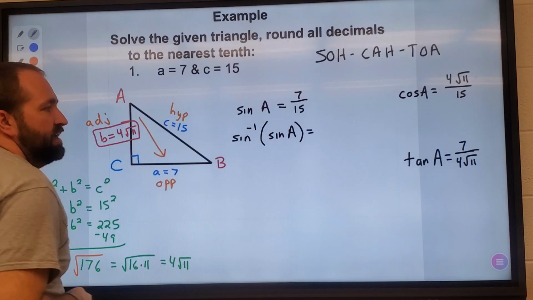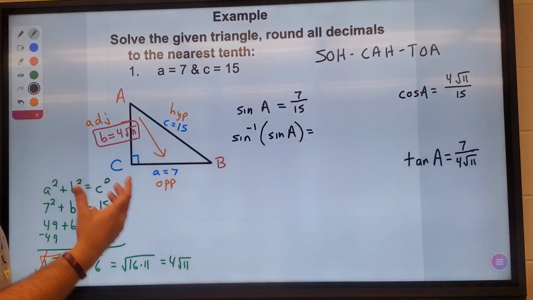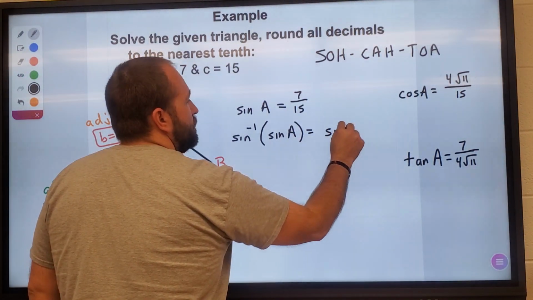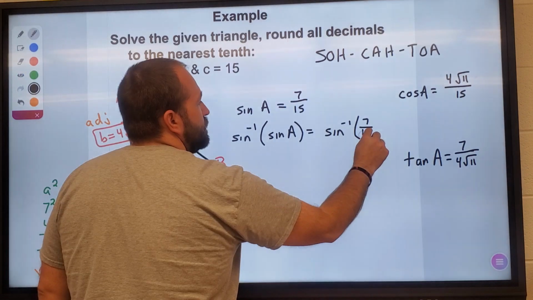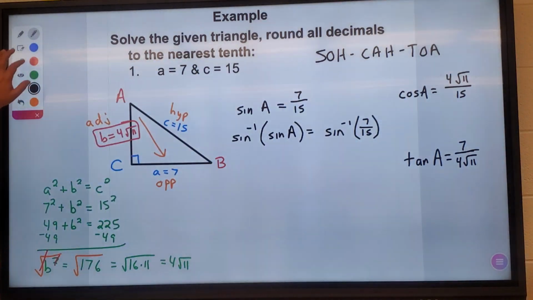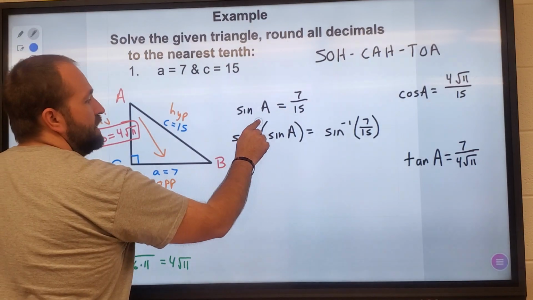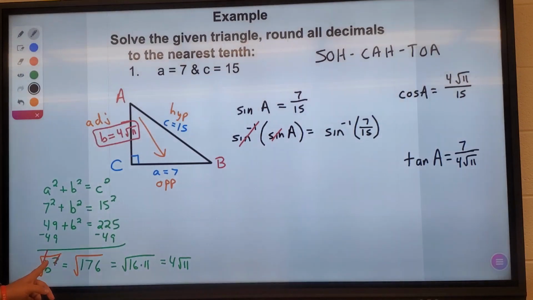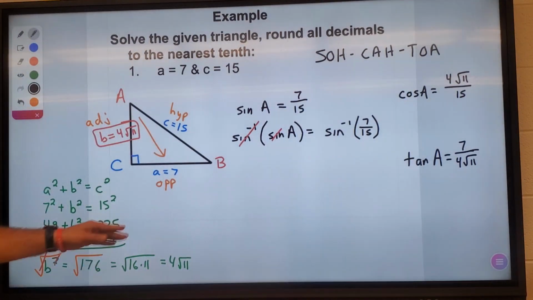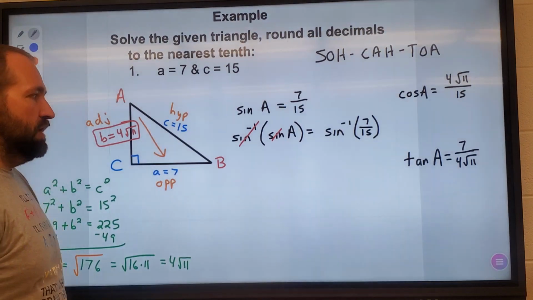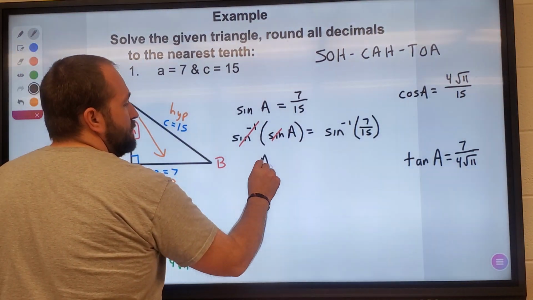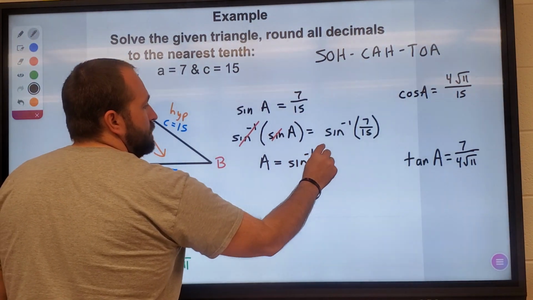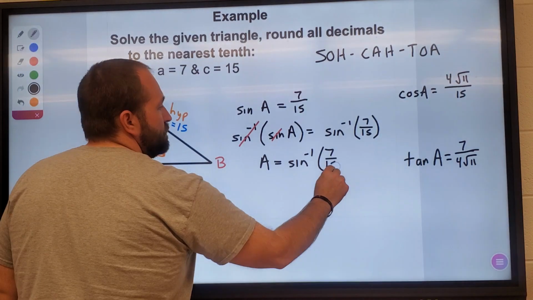And then what I do to one side of an equation, I'm going to do to the other side. So I have to do the inverse sine of this side as well. We do that because inverse sine here and sine there will cancel each other out. It's similar to the square root of a square. The inverse and the function itself will cancel each other. So this just becomes A equals the inverse sine of that ratio.